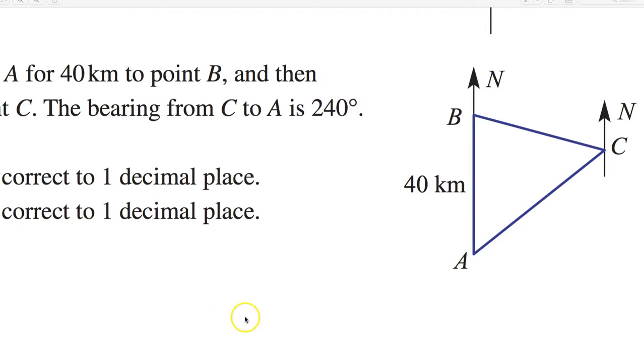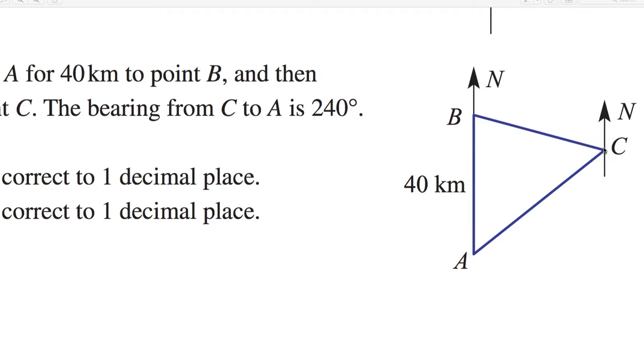Question 10, it says a ship is starting from A, it heads due north to point B for 40 kilometres, and then it changes direction and goes on a bearing of 100 degrees. So if we're at B, you put a north sign, clockwise, this angle here is 100. Now if this angle up here is 100, what's this one in here? 80, because you've got a straight line. So this angle down here is 80. So it goes on a bearing of 100 degrees till it gets to point C.